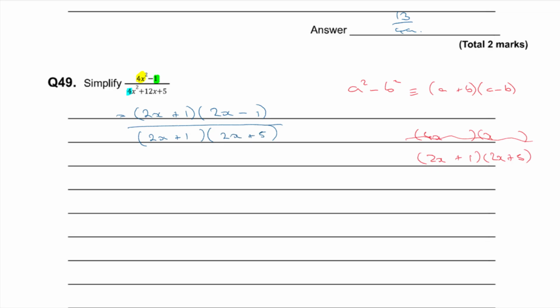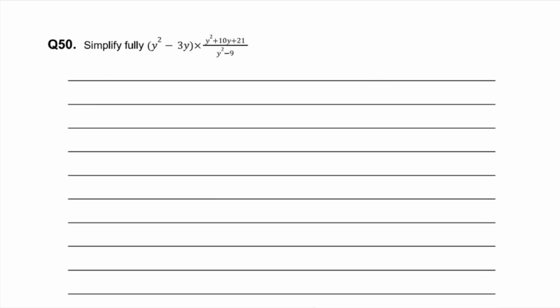Now notice, look, I've got a 2x plus 1 on the top and a 2x plus 1 on the bottom. And when you divide things that are the same, they just cancel each other out. Only works if they're factors. Here they're factors. And that leaves me with 2x minus 1 over 2x plus 5. Okay, that's as simple as this one's going to get. We're done.